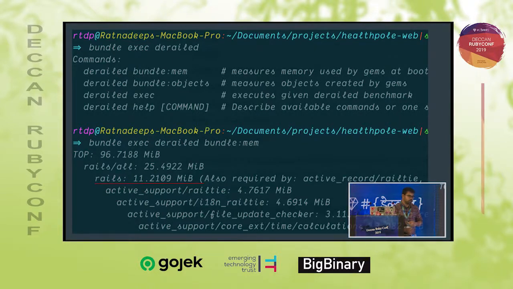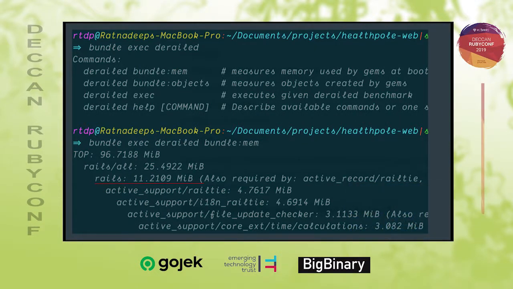This is one of the examples where you could run derailed, which is a gem that is used for benchmarking the amount of memory that is being used by the gems. As you can see, there are commands available at the top. bundle mem you can use to measure the memory used by the gems, and the second is bundle objects to measure the objects created by the gems.